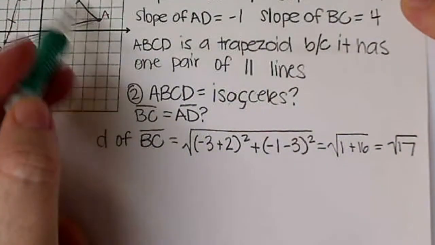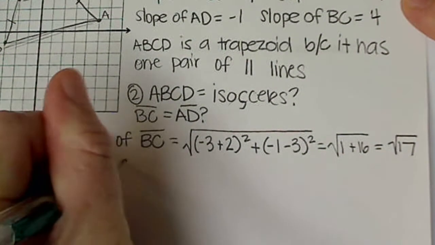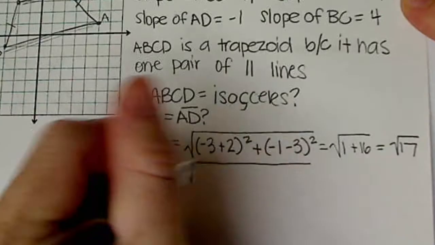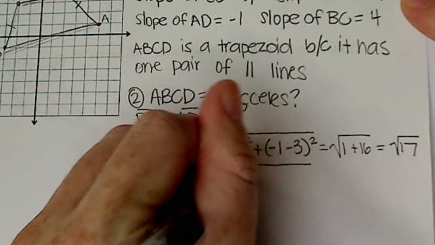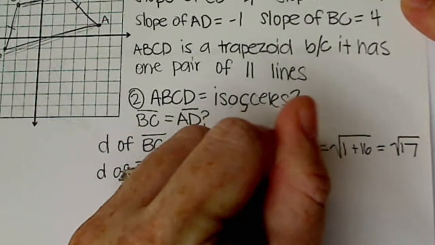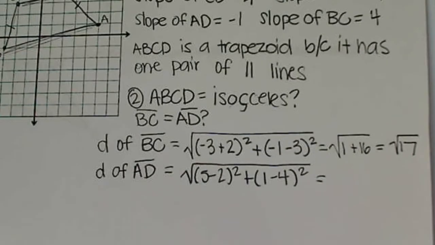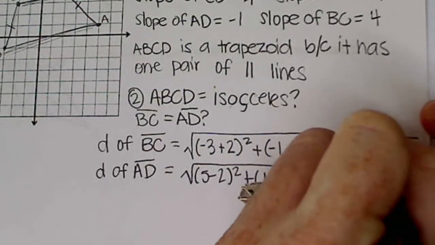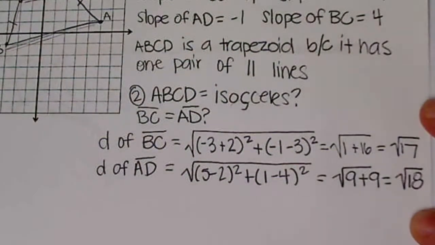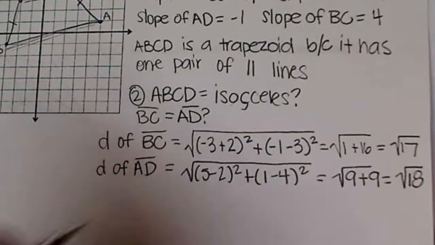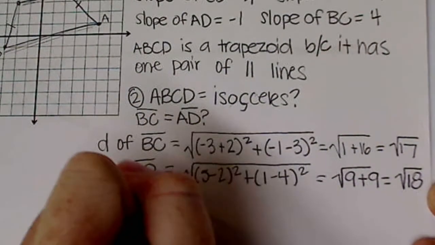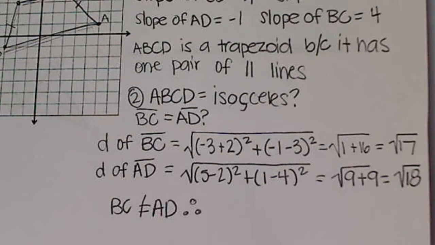Let's find the distance of AD, just to make sure, because it looks like they're the same. But let's double check. Okay, go ahead and simplify that. We get the square root of 9 plus 9, which is the square root of 18. So, those are not congruent. BC is not equal to AD. Therefore, yes, this is a trapezoid, but no, it is not isosceles.